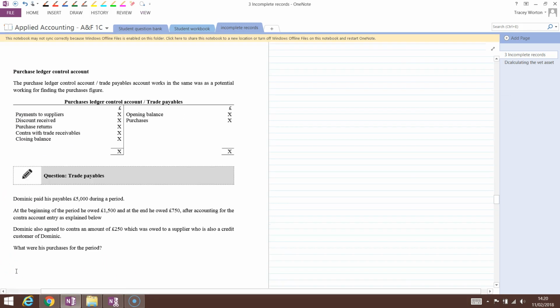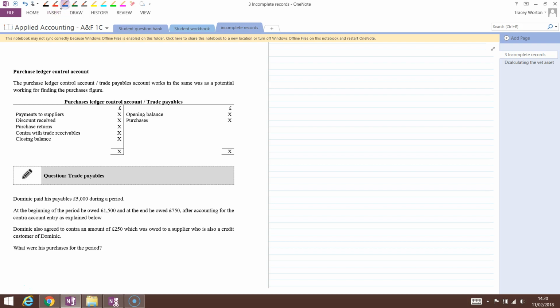The purchase ledger control account or the trade payable account works in exactly the same way if we're trying to establish the missing figure for purchases. So we have on the debit side any payments to suppliers to reduce liabilities. If there's a discount received, again that will reduce our liability. Purchase returns will also reduce it, and also the contras with any trade receivables where we have a customer that's also a supplier. On the credit side, we're usually going to have an opening balance together with the credit entry from the purchase day book to show the purchases figure.